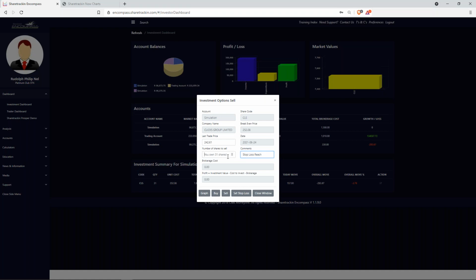And then when I say sell, nothing happens. I can click sell the whole time, but nothing happens. Why is that? The reason for that is because we need to enter the amount that we own. So it says you own 31 shares. I need to enter 31 shares.